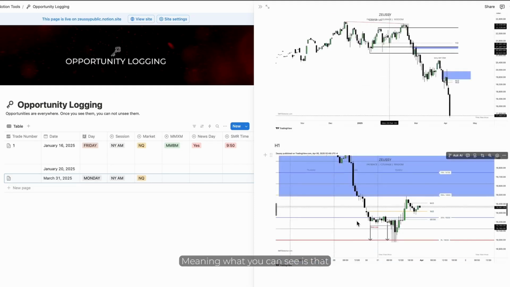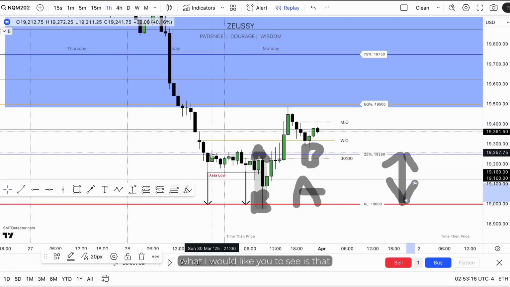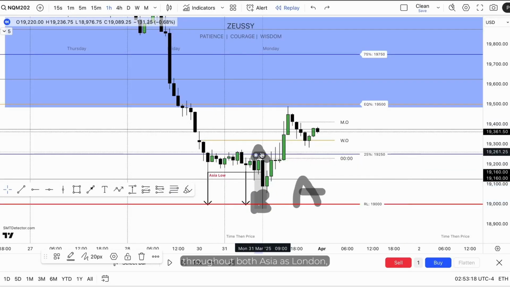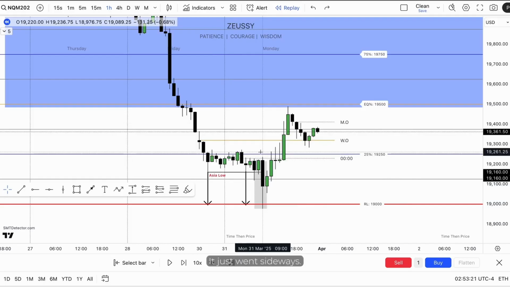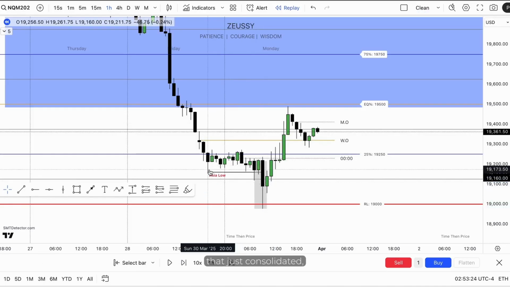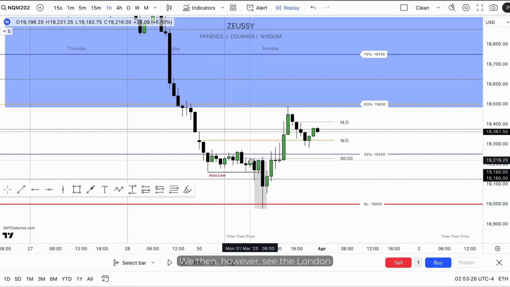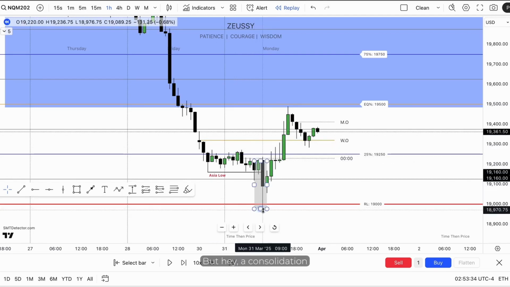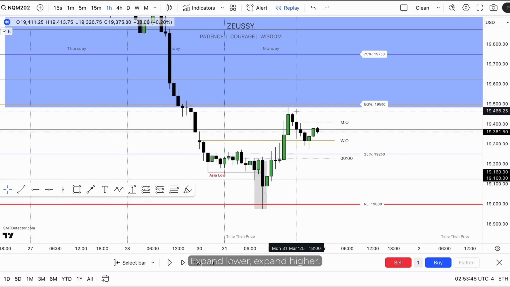Meaning, when we pay attention to the chart, what I would like you to see is that throughout both Asia and London, the market didn't really do anything. It just went sideways. It just consolidated, consolidated, consolidated. We then see the London session also consolidate. The New York morning session expands towards the downside. But hey, a consolidation followed by an expansion into a draw on liquidity, into a POI, could be manipulation to do what? To then reverse and expand towards the opposing side. Expand lower, expand higher. Shorting opportunities, buying opportunities.